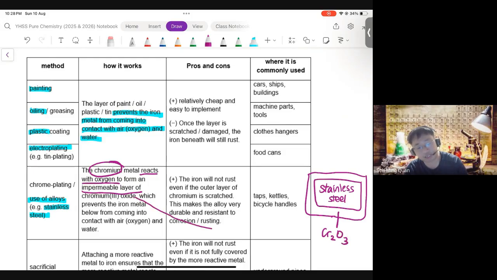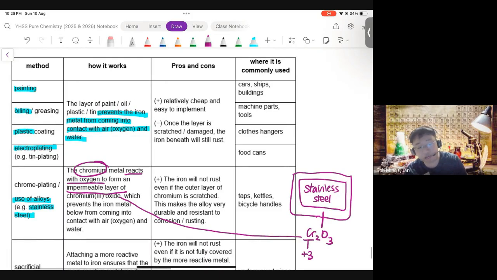Chromium(III) oxide is Cr2O3 because the 3 refers to the oxidation state of chromium. The oxidation state of chromium is plus 3, therefore it's called chromium(III) oxide. Now, this is an impermeable layer. Impermeable means what? So the bio students, you have heard partially permeable. Partially permeable means it allows some substances to pass through it. Impermeable means nothing passes through it. Not even water, not even oxygen.